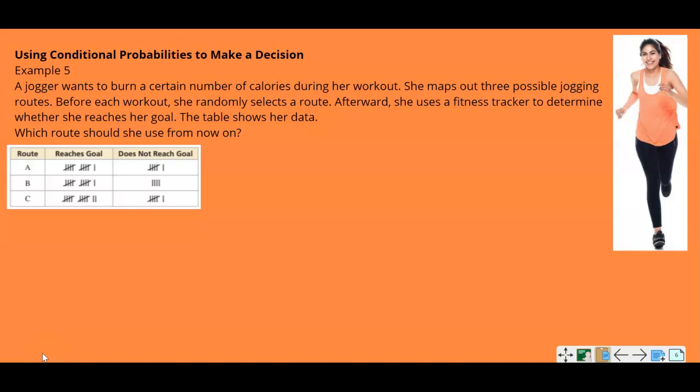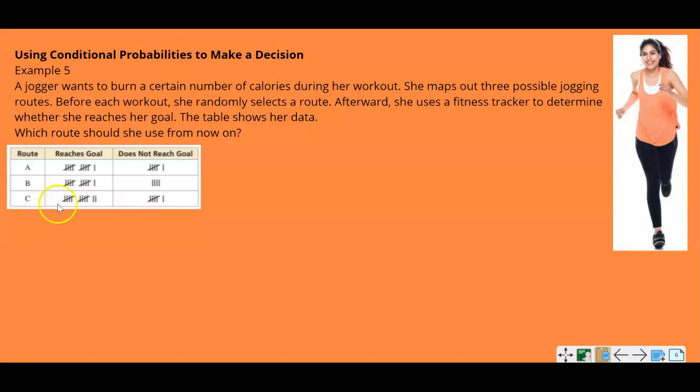Conditional probability, part 3. This is using conditional probabilities to make decisions. Example 5. A jogger wants to burn a certain number of calories during her workout. She maps out 3 possible jogging routes. Before each workout, she randomly selects a route. Afterwards, she uses a fitness tracker to determine whether she reaches her goal.